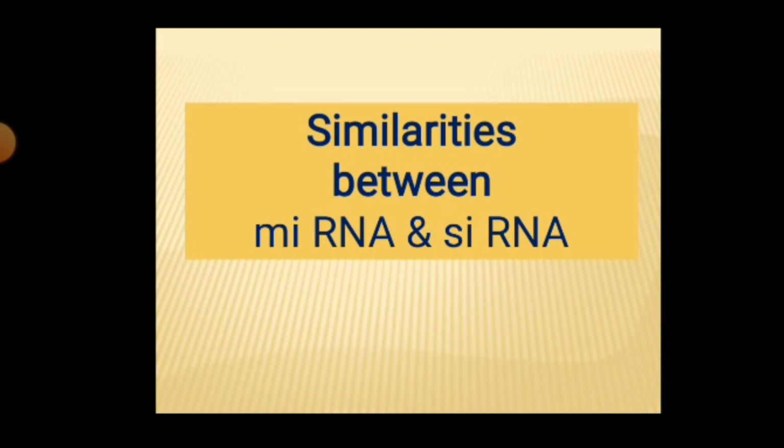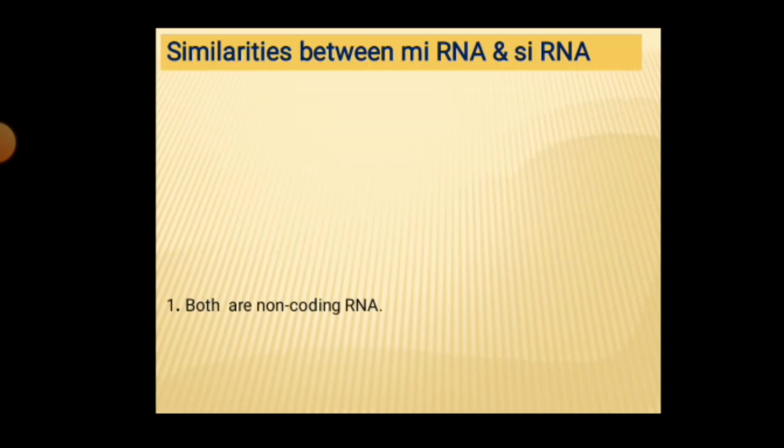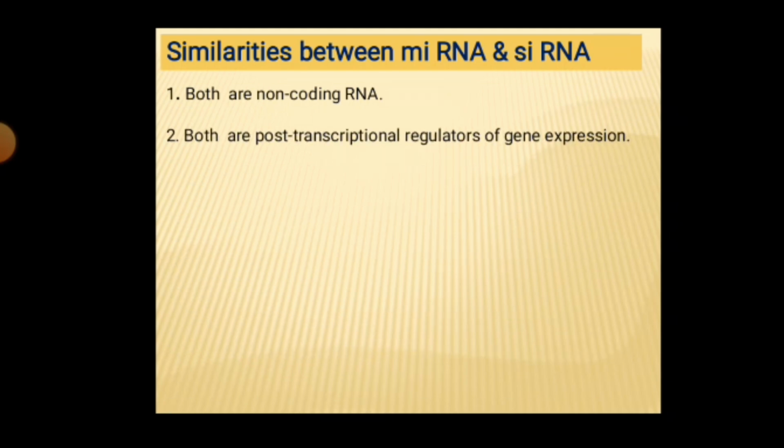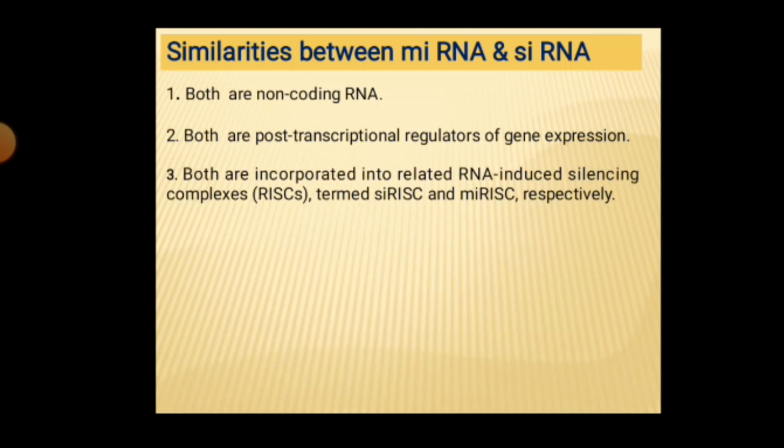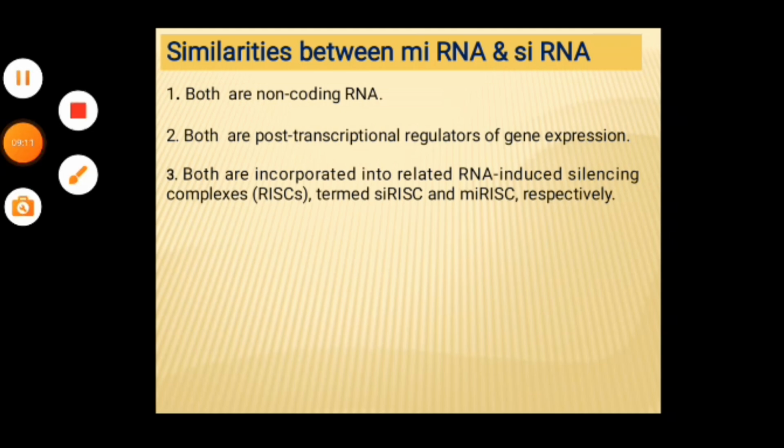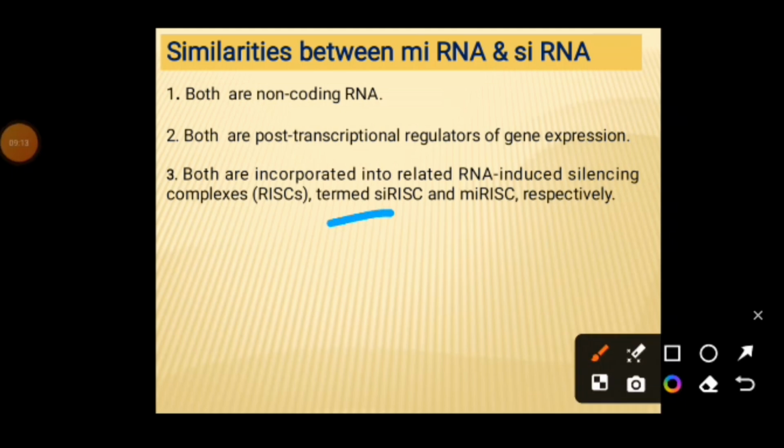Now let's discuss the similarities between miRNA and siRNA. First is, both miRNA and siRNA are non-coding RNA. Both are post-transcriptional regulator of gene expression. Both are incorporated into the RNA-induced silencing complex, that is RISC. When the siRNA is incorporated into the RISC, it is termed as siRISC, whereas when the miRNA is incorporated into the RNA-induced silencing complex, then it is termed as miRISC. Okay.